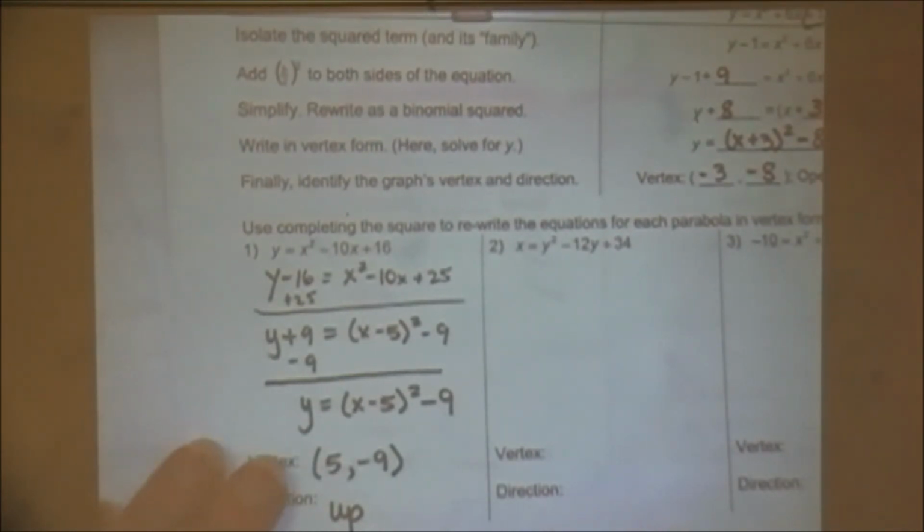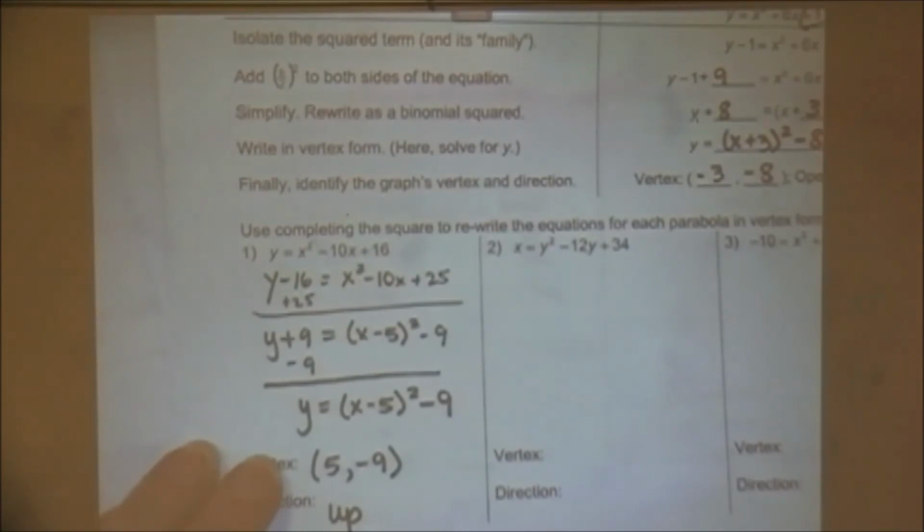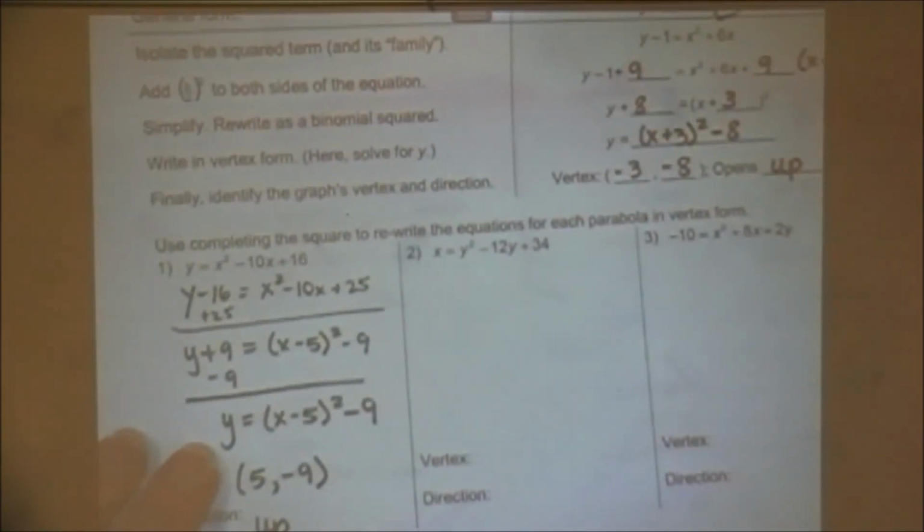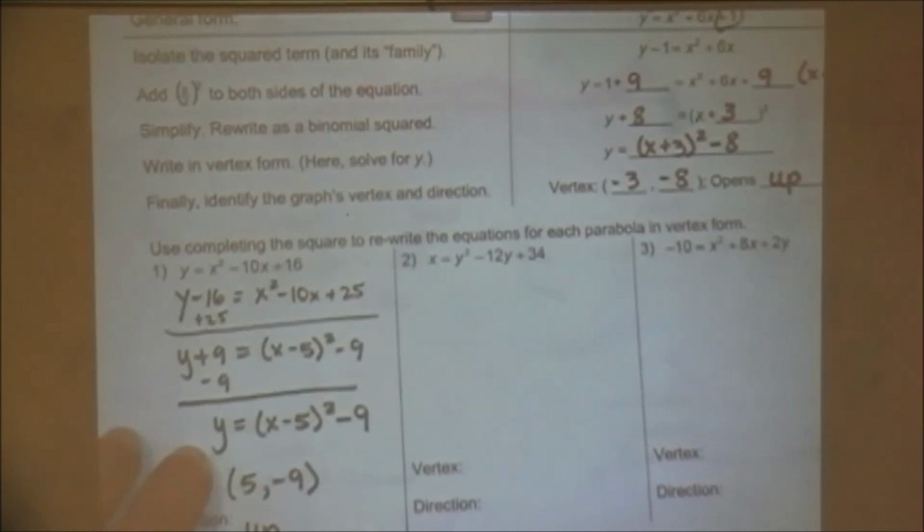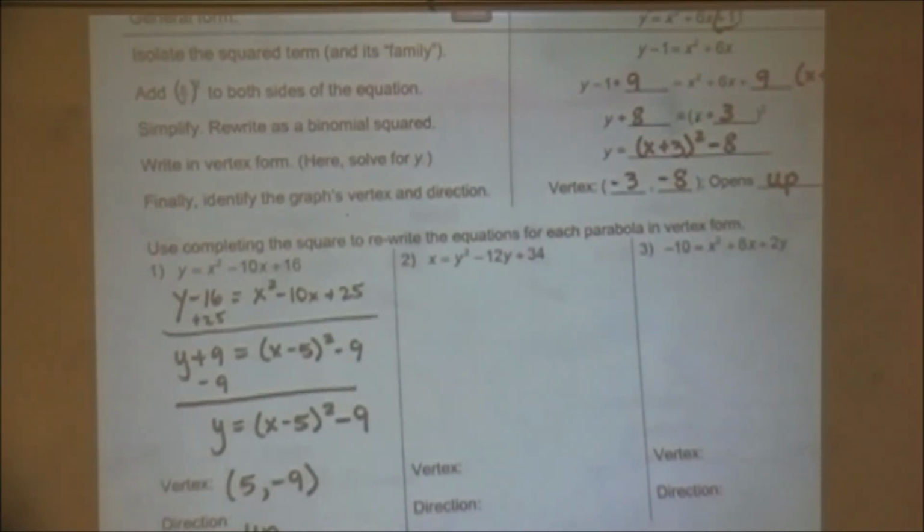Okay. Before we complete the square, what direction does number 2 open? Opens to the right. Take a second, isolate your squared value and its family. Complete this. It's the same thing.